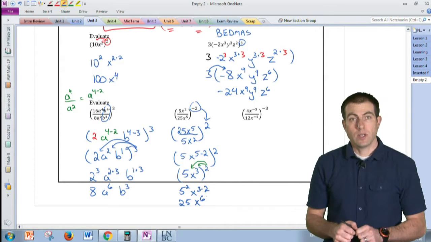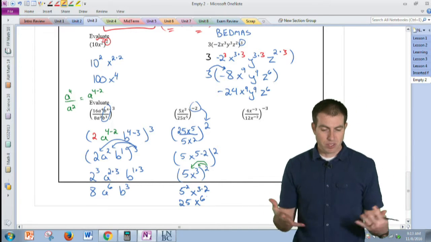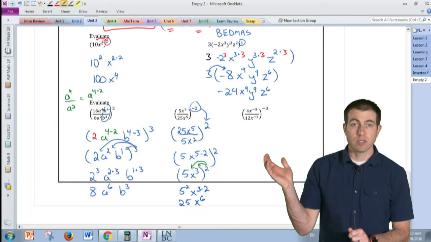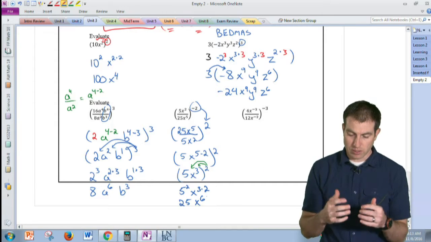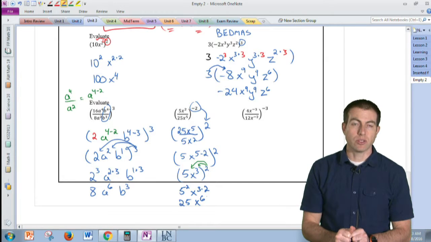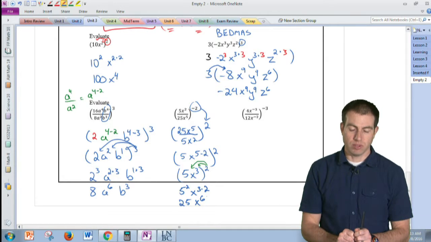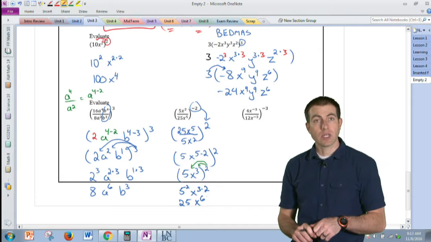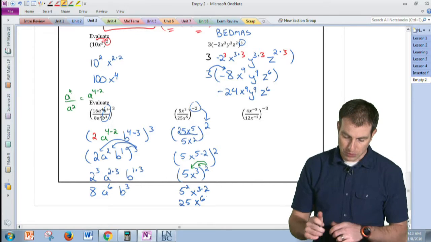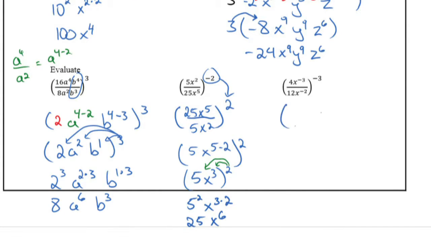All right, this last one is the same principles we've been dealing with, nothing new, except we have a negative exponent on the outside of our brackets, and then we have negative exponents inside of our brackets. So we're just going to treat it the exact same way as we did the previous question. So the first thing I'm going to do is get rid of the exponent on the outside of my brackets with that -3. So I'm going to flip everything.